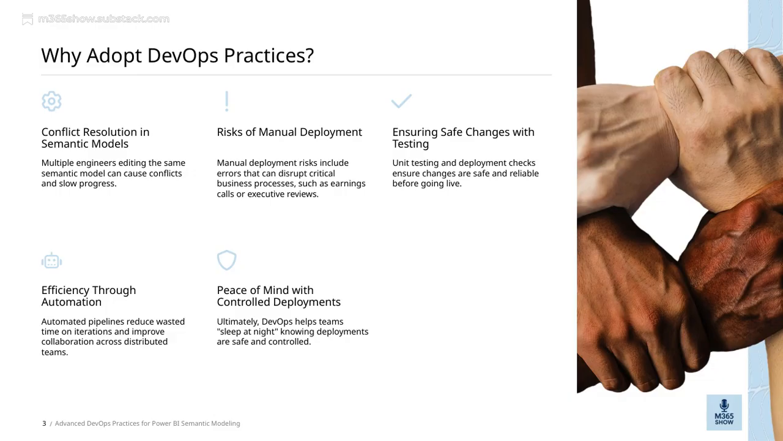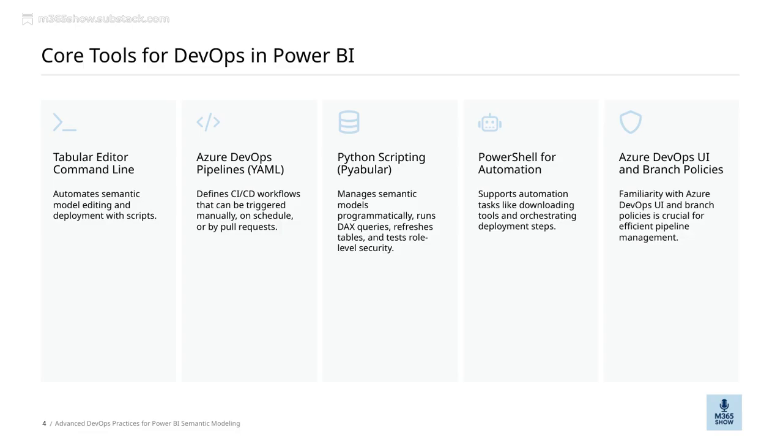Overall, embracing these advanced DevOps practices not only makes our deployment safer and more efficient, but also keeps our teams aligned and productive. Familiarity with Azure DevOps UI and branch policies is really crucial for managing your pipelines efficiently. When you get comfortable with the Azure DevOps interface, it becomes much easier to support automation tasks, like downloading necessary tools or orchestrating deployment steps smoothly.